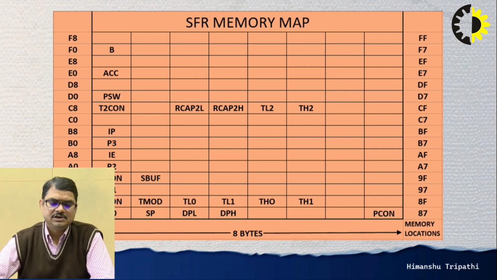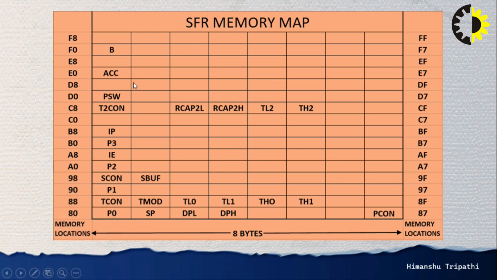Here we can see that some locations are allotted names, like at memory location 80 the name given is P0, then at 81 the name given is SP, 82 is allocated as DPL and DPH is at 83. Then 84 and 85, these locations are empty and no name or special function is assigned to them. So we can say that inside the SFR memory, or special function register space, not all memory locations are occupied.